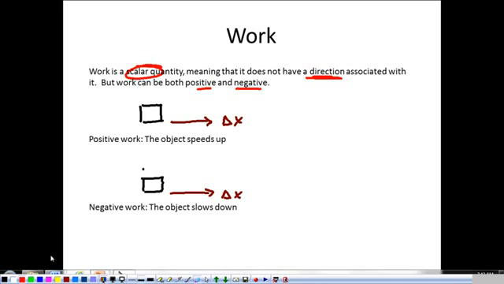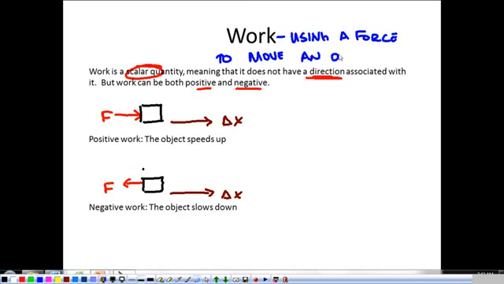And let's say that both of these objects move forward. But let's say I apply a force to this object that pushes it forward. And at this object, I apply a force that doesn't push it forward. That force slows it down. We're going to look at what each of these things mean. And what we're going to remember is that work is using a force to move an object. Okay?